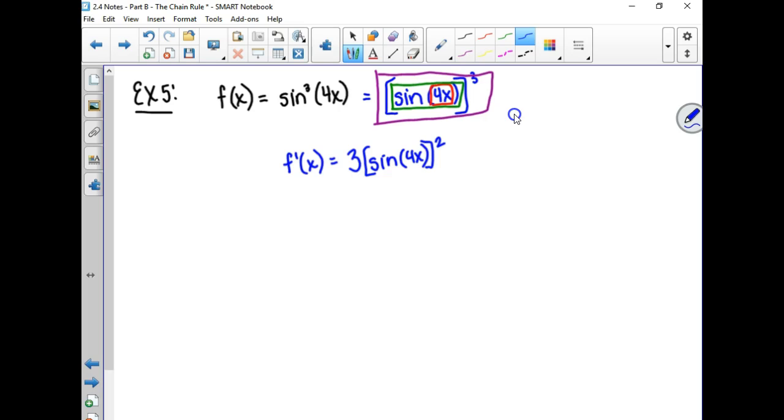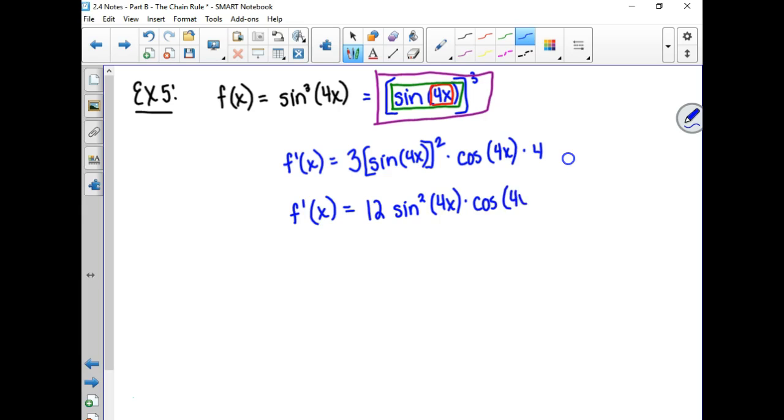Then we have to take the derivative of the green box, the sine of 4x. So what is the derivative of sine? Cosine. And we leave the 4x alone. And finally, we have to take the derivative of the red box, the most inside. The derivative of 4x is 4. So the derivative of this, there's not much you can do to clean it up, but we would probably write it like this. We'd combine that 3 and 4 to get 12. And then typically we'll see this written sine squared 4x times cosine of 4x. We'll write that square back on the inside of that sine function.